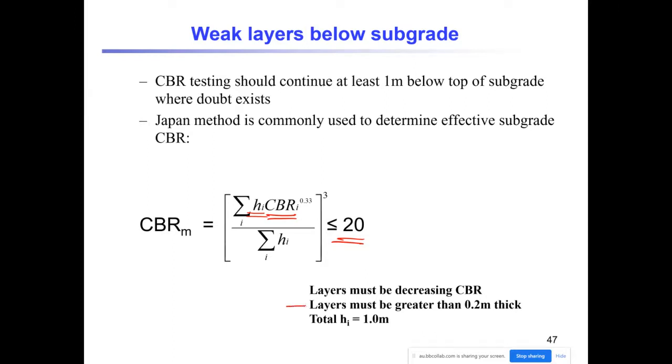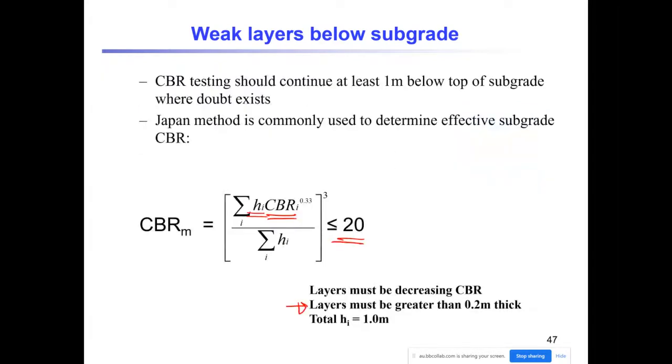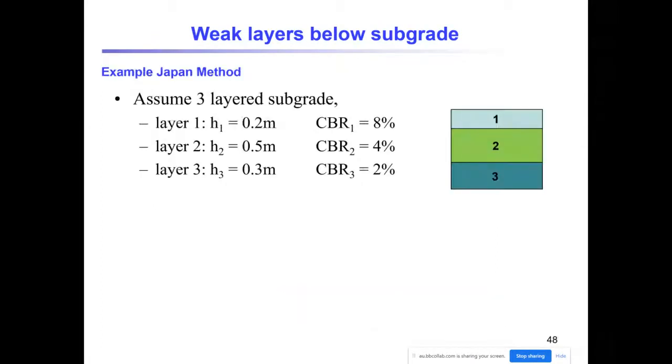Also, there is one rule here. The layer must be greater than 0.2 meter thick. So the thickness of the layer you are considering must be at least 0.2 meter. The other rule that we have here is that the layers must be decreasing in CBR. So if you want to use the Japan method, the CBR value should decrease in depth, right? Otherwise, this equation won't be applicable.